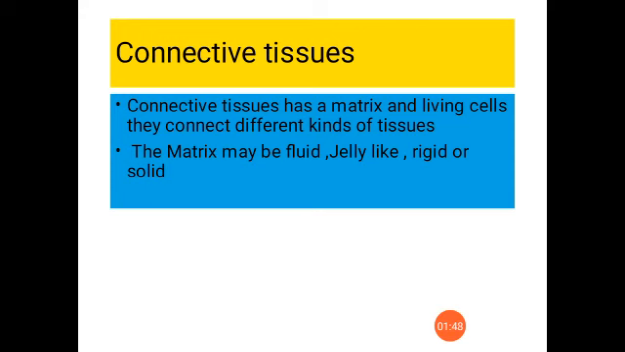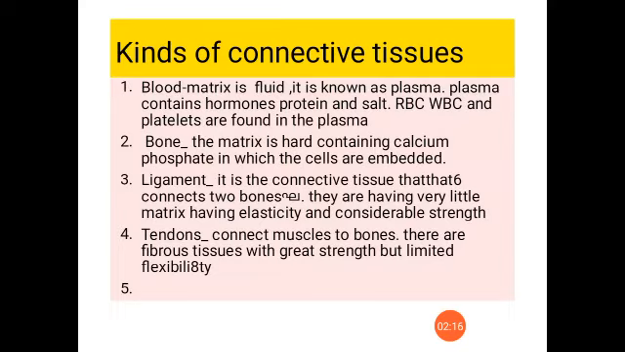The matrix can be fluid, jelly like, or rigid, or solid. If it is fluid, it is like in blood. It can be jelly like in areolar connective tissue, and it can be rigid. The matrix can be rigid or solid in where? In the bones and cartilage. So all these are examples of connective tissue. We are going to study each of the connective tissues in detail now.